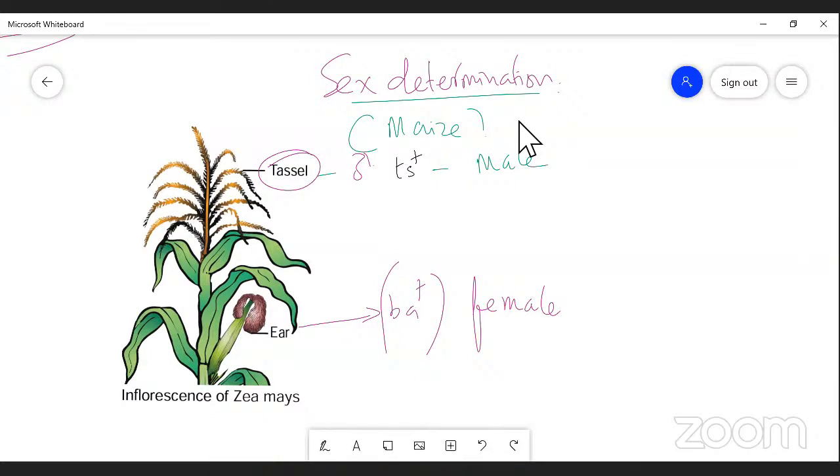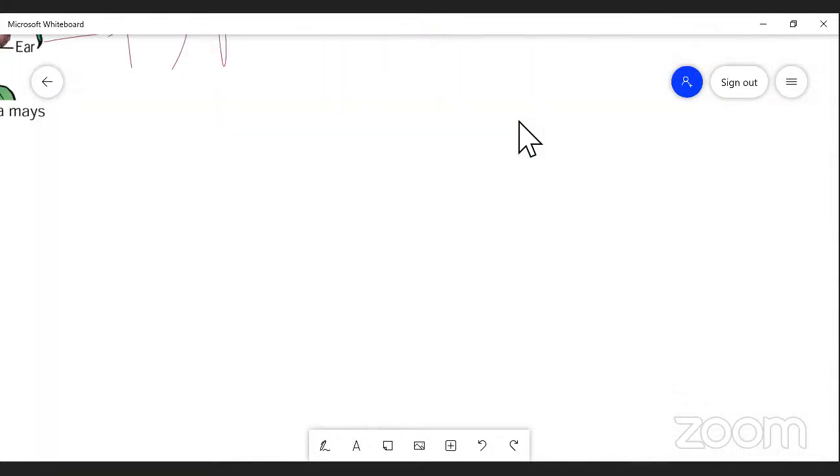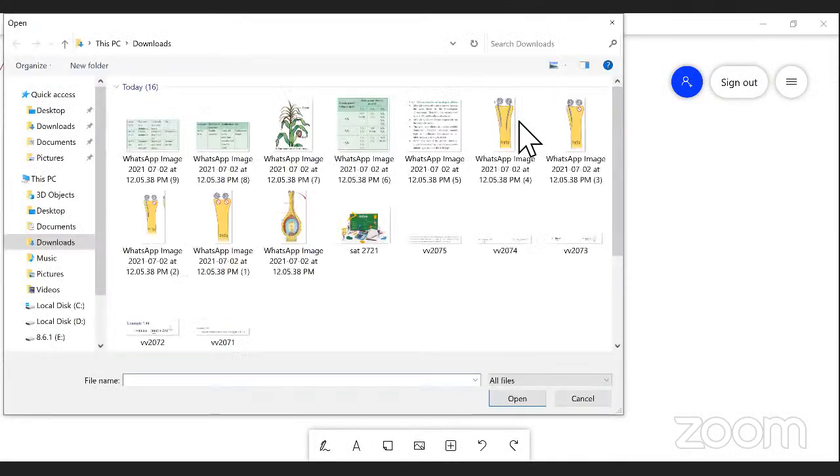So here, how both maleness and femaleness are determined, right? Let's have a Punnett square. I can take a small one. This is a plant.